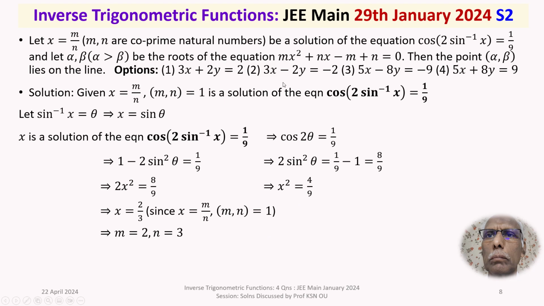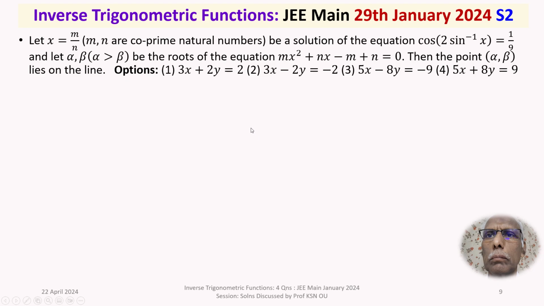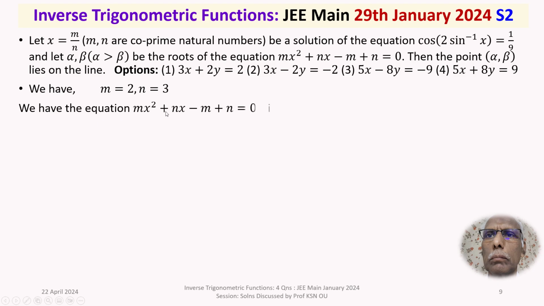Now form this quadratic equation, mx square plus nx minus m plus n, with these values of m is equal to 2, n is equal to 3. Substitute m is equal to 2, n is equal to 3, and simplify. You will get 2x square plus 3x plus 1 is equal to 0.